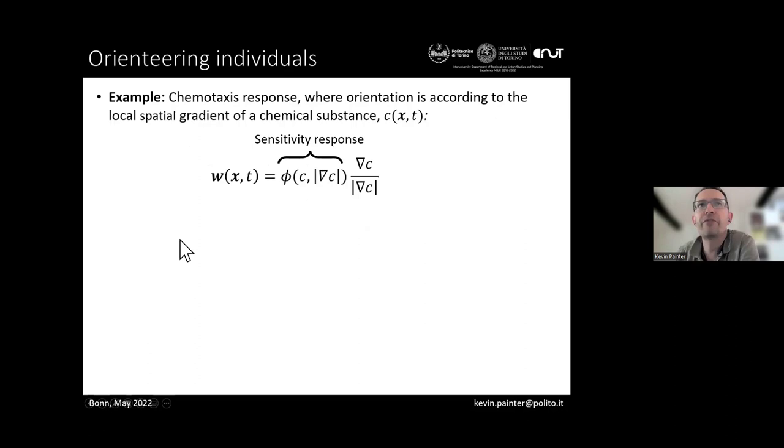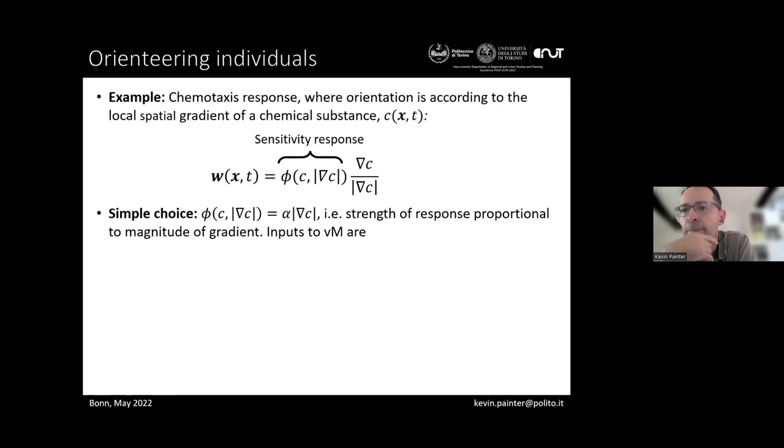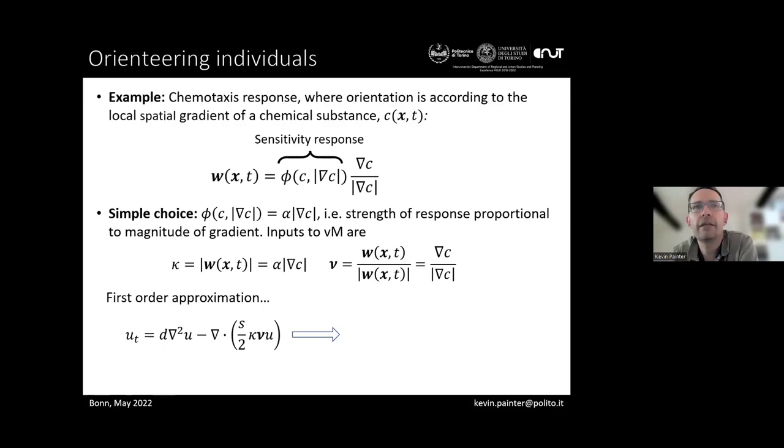So you would define your W to be based on the chemical gradient. So maybe some sort of sensitivity response that depends on the strength of the concentration and on the gradient, and then some direction that is according to the direction of the gradient of my C. If you do this, you set your W according to this, take a particular simple choice, and then use those expansions in that first order approximation. And again, I'm going through these very quickly, but when you put these into those first order approximations, you again recover that Keller-Segel model.